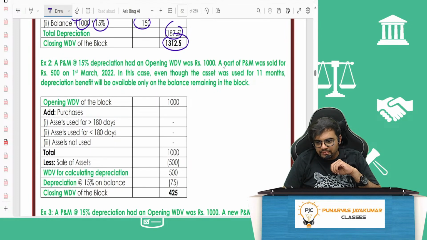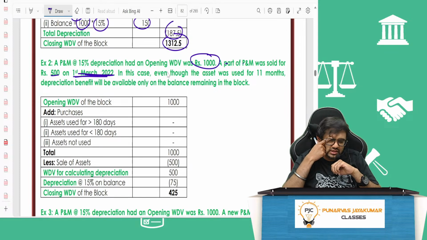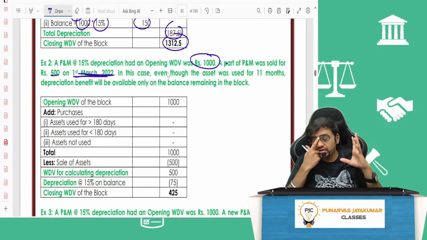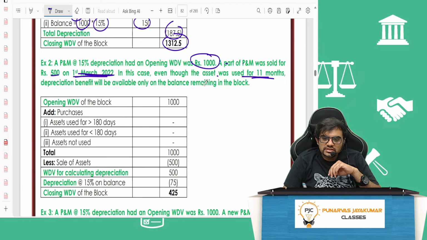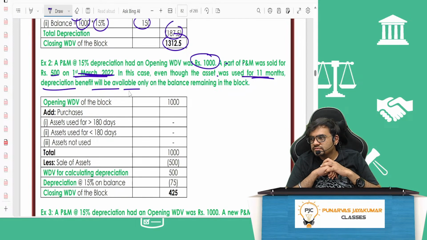Then here, part of plant and machinery was sold for 500 on 1st March 2022. This asset is there in this only. Whatever was there, 1000, it was actually used for 11 months. In this case, even though the asset was used for 11 months, depreciation benefit will not be available for that. Why? Depreciation will be available only on the balance. What is the balance? 1000 minus 500.